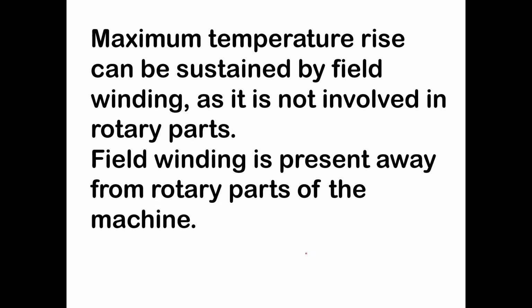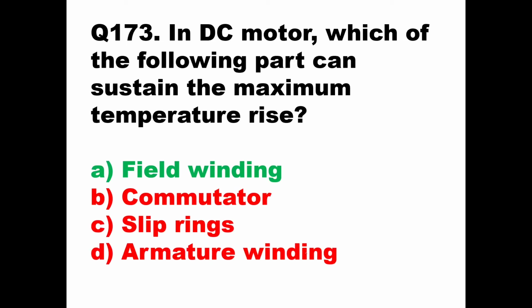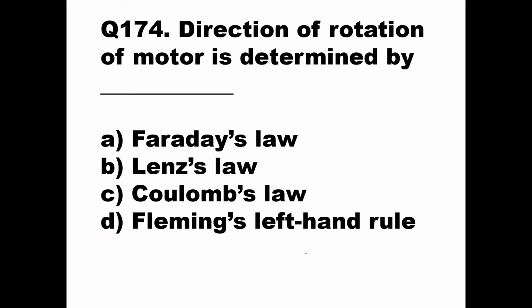So the explanation is like this: maximum temperature rise can be sustained by the field winding as it is not involved in rotary parts, because rotary parts are attached with your armature windings. Field winding is present away from the rotary parts of the machine. Clear? That is why it can sustain maximum temperature. So here the answer will be option A, field winding. Then we'll go to the next question.